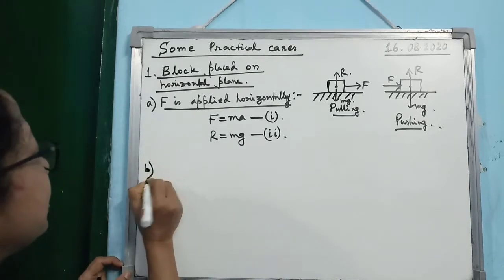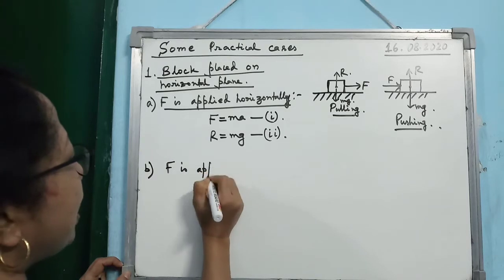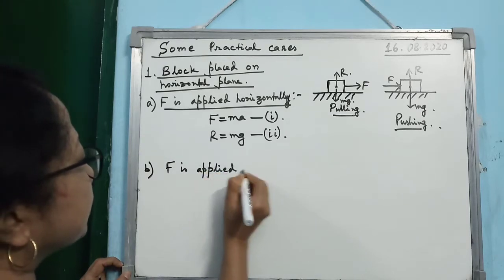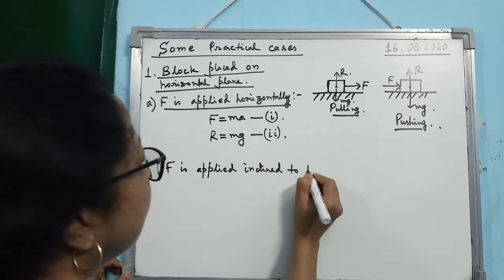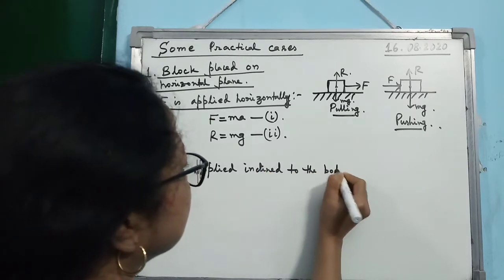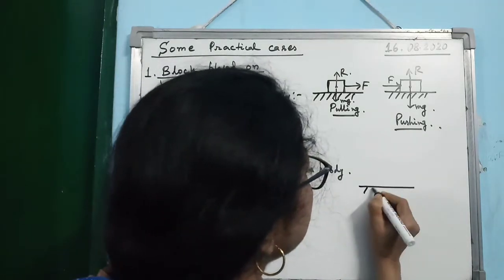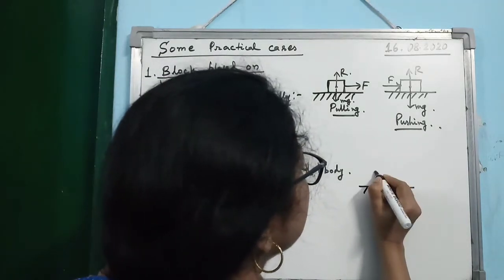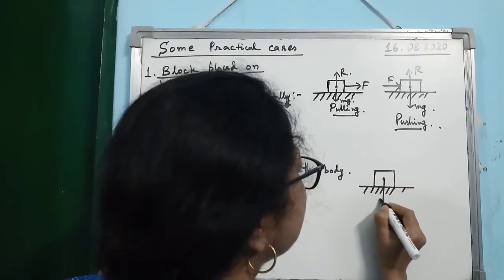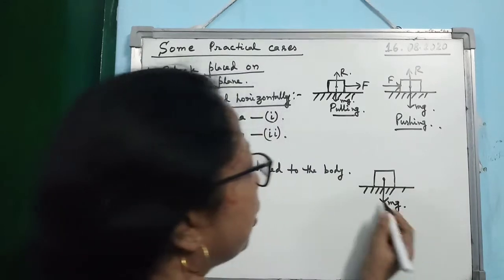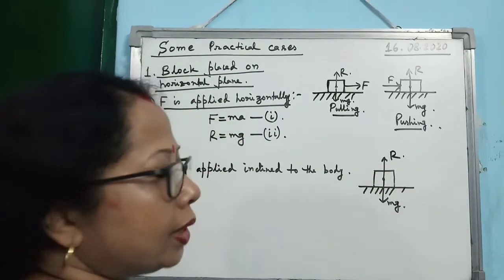Then you see, the second option is F is applied inclined to the body. Means you are just doing this. Consider this case first, that this is the force, this is the body, and again the weight of the body is acting in the downward direction, R is acting in the upward direction.